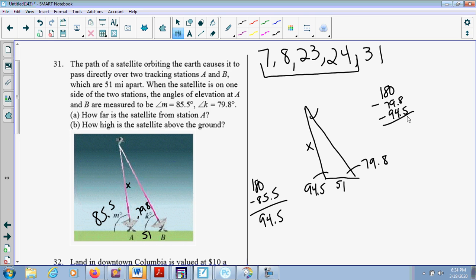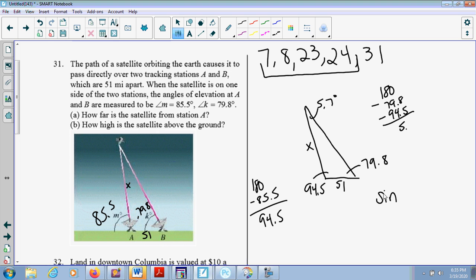That's a little weird. And that is 5 point something. Let me type it in again. Just want to double check, make sure everything is alright. 180 minus 79.8 minus 94.5. That is 5.7. So in our triangle, our top angle is 5.7 degrees. Okay, so now we are going to do law of sines because we have an opposite pair.